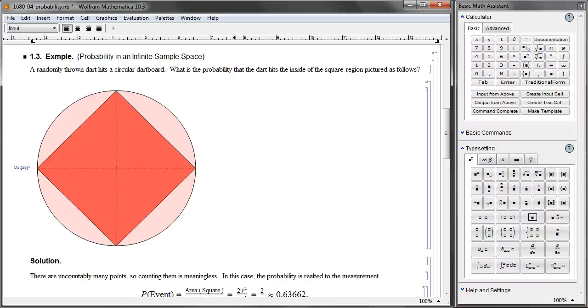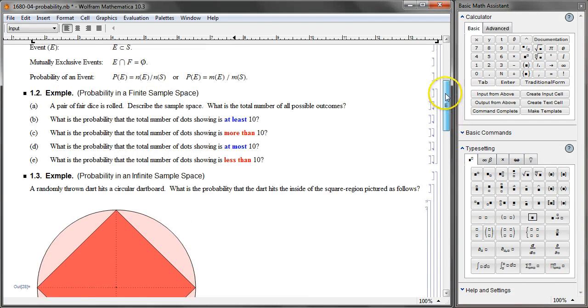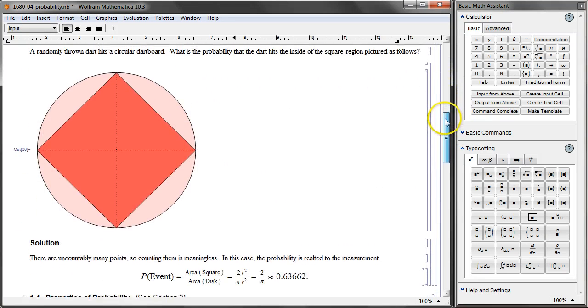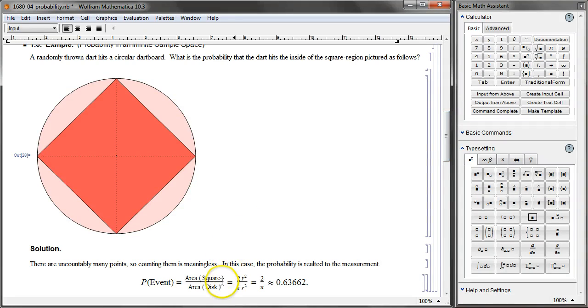Picture that follows. Well, we have to use a measurement here. What kind of measurement? We're looking at two-dimensional regions, so we have to use two-dimensional measurement. In other words, area. Area of the square over the area of the disk. Area of the disk will turn out to be pi r squared if the radius is r. And area of the square I claim is 2r squared.